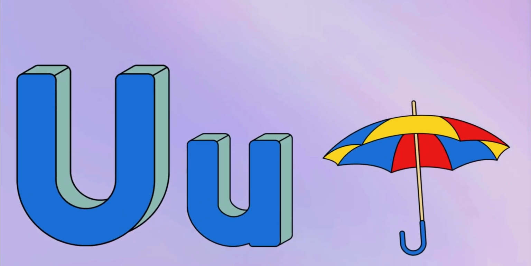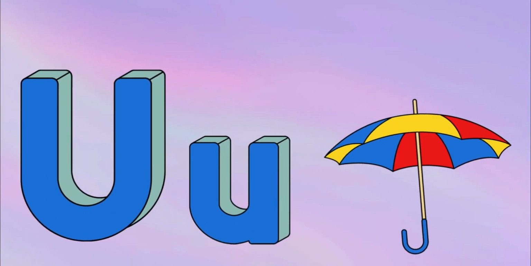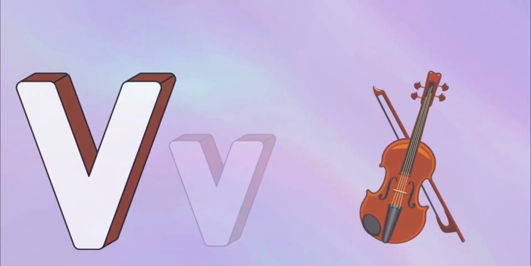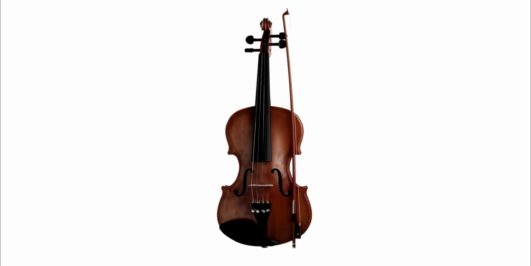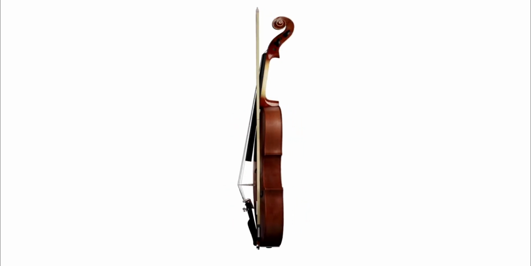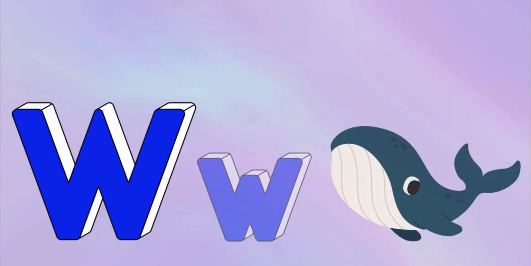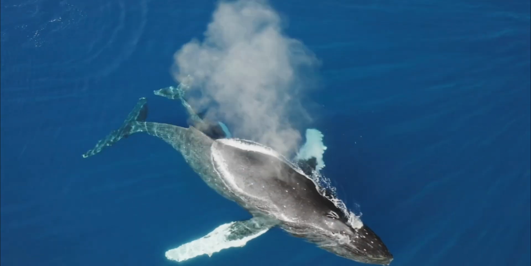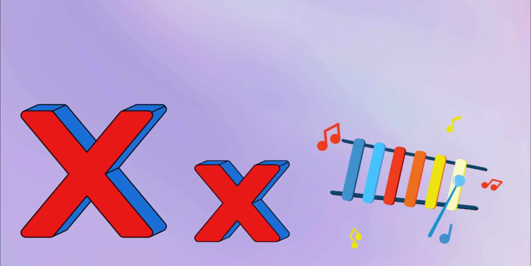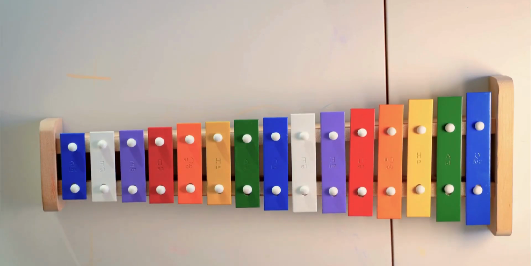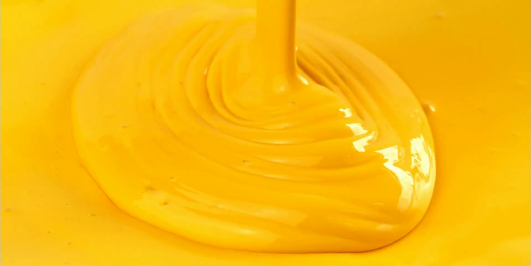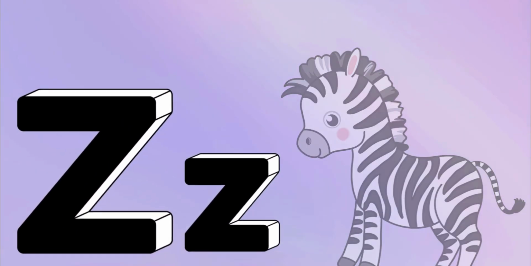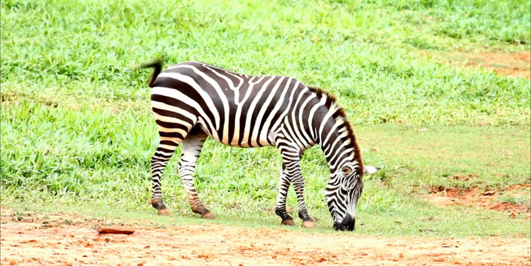U is for umbrella. Umbrella. V is for violin. Violin. W is for whale. Whale. X is for xylophone. Xylophone. Y is for yellow. Yellow. Z is for zebra. Zebra.